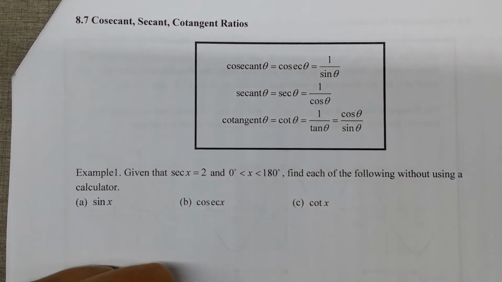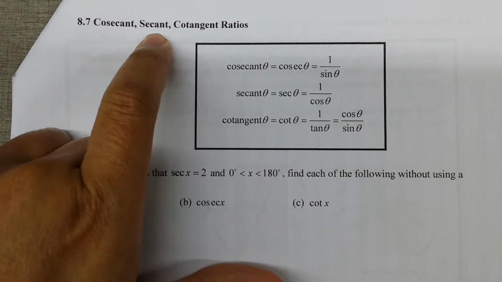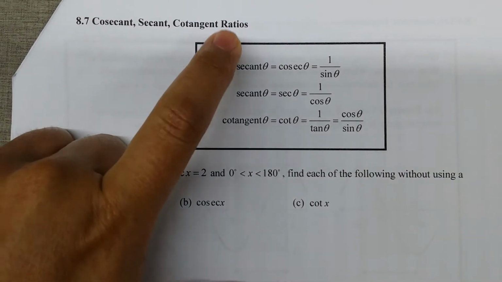Okay class, today we'll be learning 8.7. We'll be learning 3 other ratios. Previously, in E-Math, you learned 3 trigo ratios called sine ratio, cosine ratio, and tangent ratio. Now we will be learning 3 others: cosecant ratio, secant ratio, and cotangent ratio.